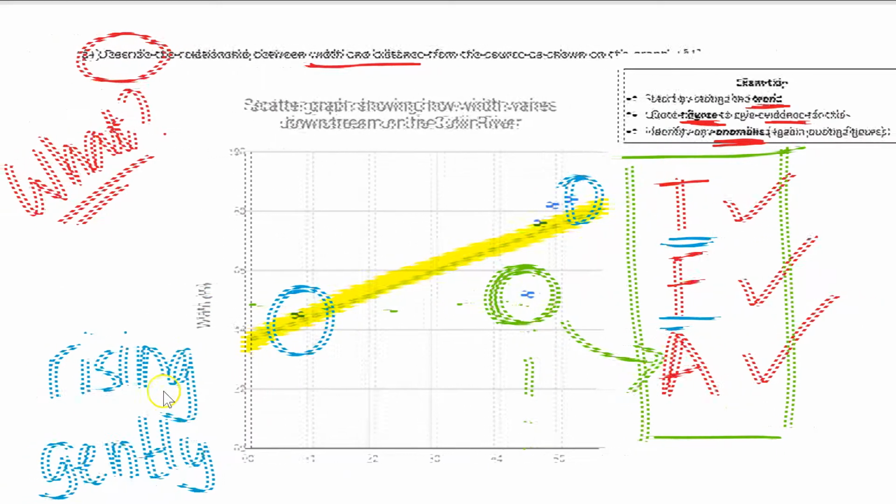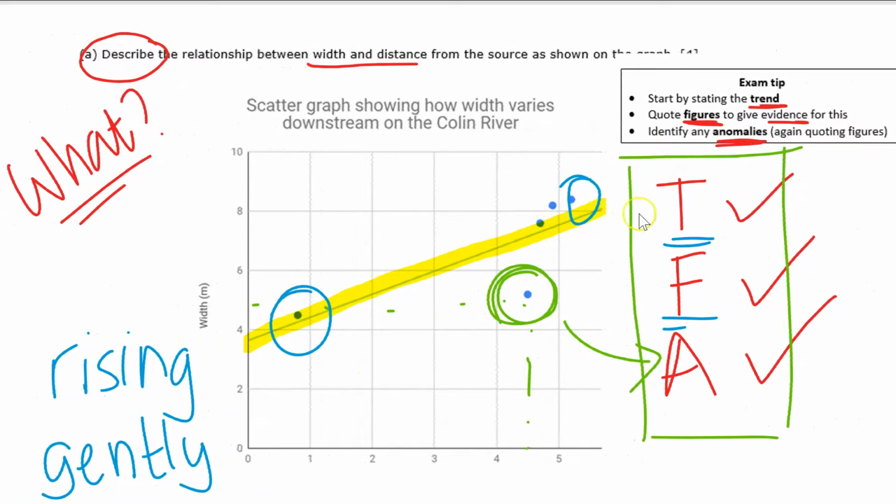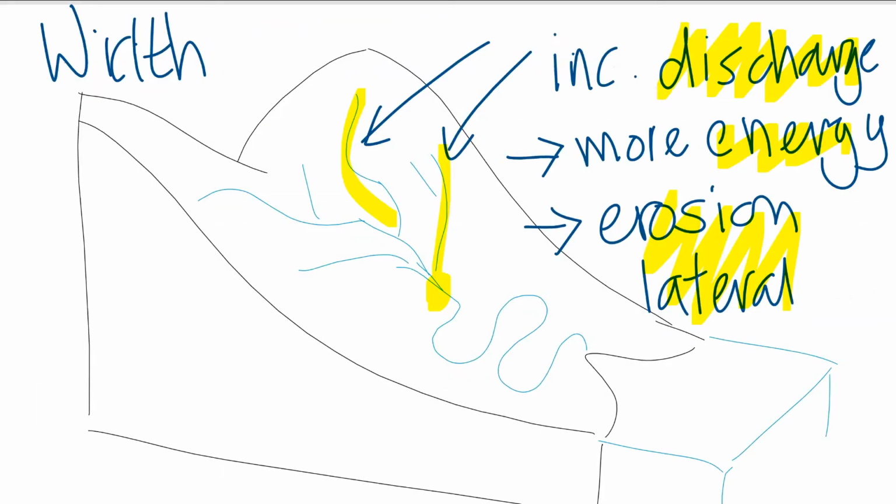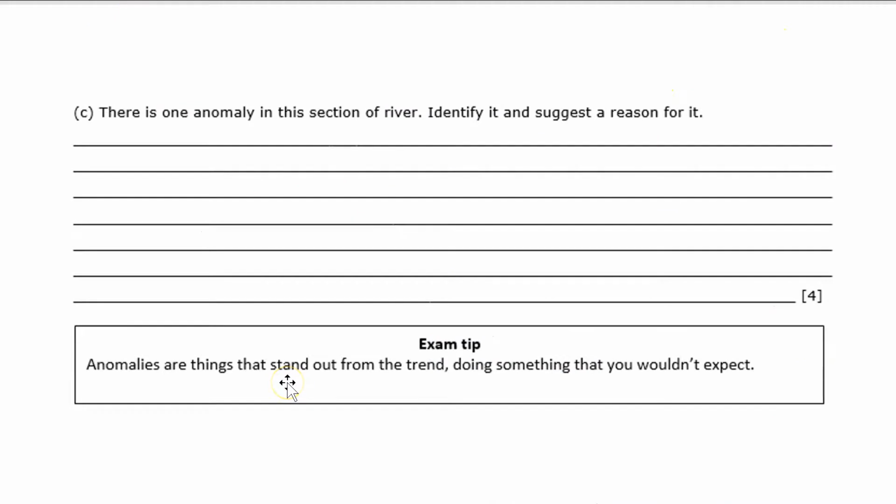Okay, so now that you have described your trend and included your figures and your anomaly, you've described that. You here have explained the trend. So you will always explain the trend with reference to your theory. So there's the theory for that. The final little question down here is this one. Because, of course, don't forget our anomaly. There is one anomaly here in this river. Identify it and suggest a reason for it.